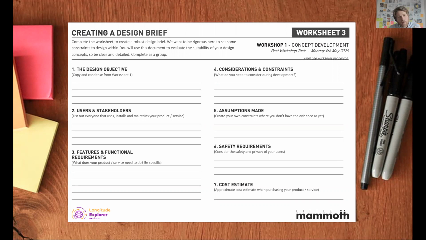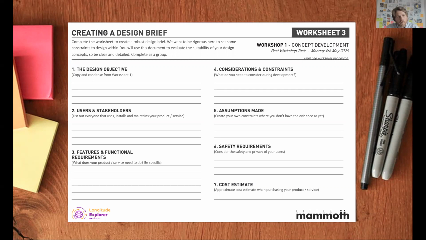We also want you to put in some of the features and the functional requirements. This is what your thing does. What does it need to be? It's a key thing to be quite specific here, because this is what you're going to be designing around. We also need to think about considerations and constraints. What things are constraining us? Does it need to be a certain size, at a certain height? Does it need to be a certain weight? Does it need to do a certain thing that there's no wriggle room on?